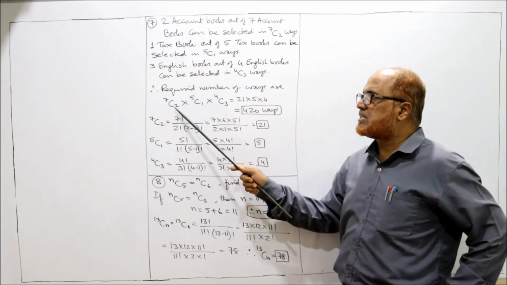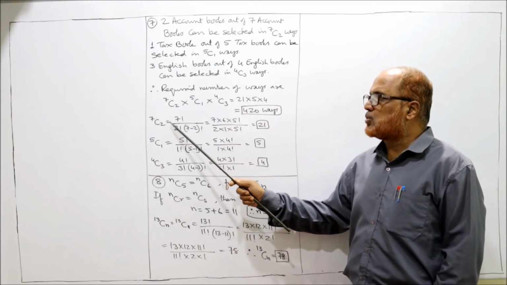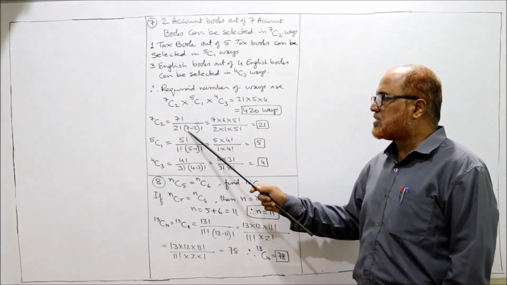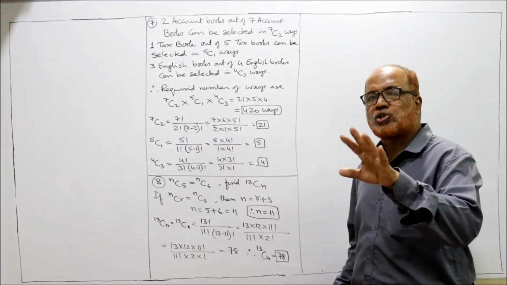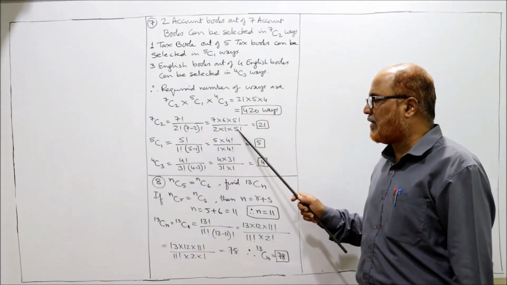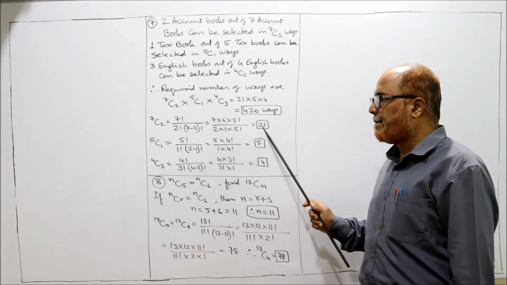So how did we get 7C2 is equal to 21? Here is the expansion. 7C2 is 7 factorial by 2 factorial into 7 minus 2 factorial. So 7 minus 2 is 5. In the denominator we have 5 factorial, so the numerator also we stop at 5 factorial. 7 into 6 into 5 factorial, 5 factorial, 5 factorial cancelled. 2 1s are 2, 2 3s are 6, 7 3s are 21.